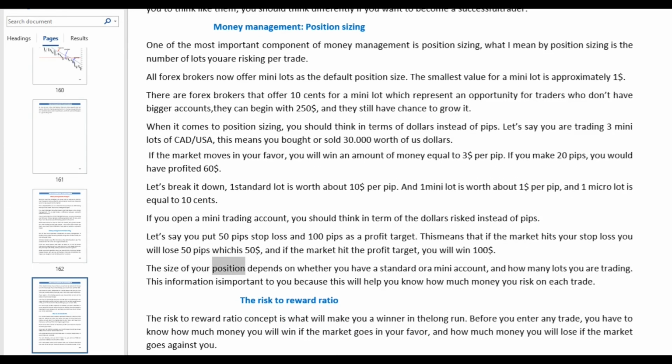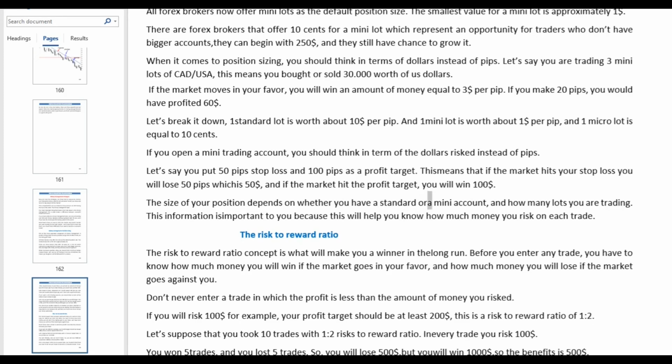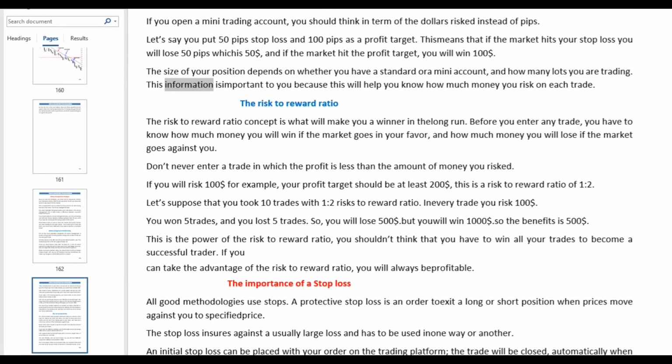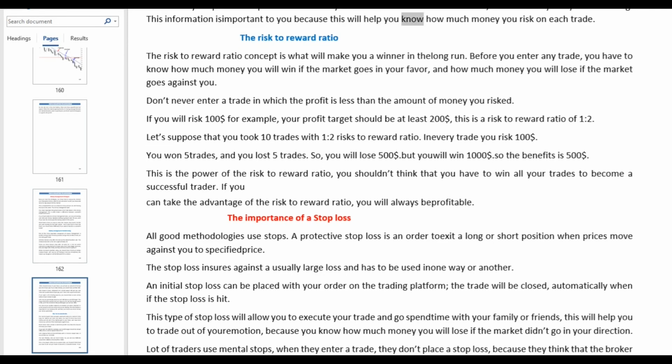The size of your position depends on whether you have a standard or a mini account, and how many lots you are trading. This information is important to you because it will help you know how much money you risk on each trade.